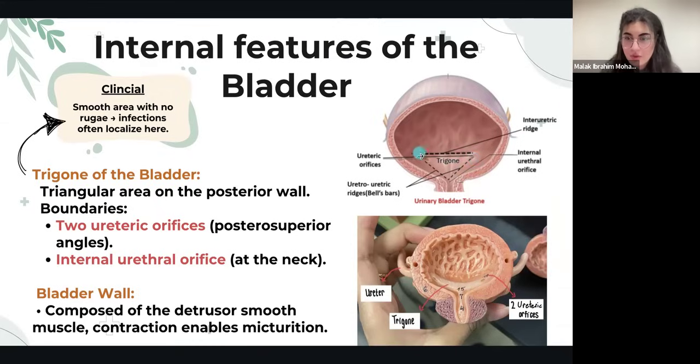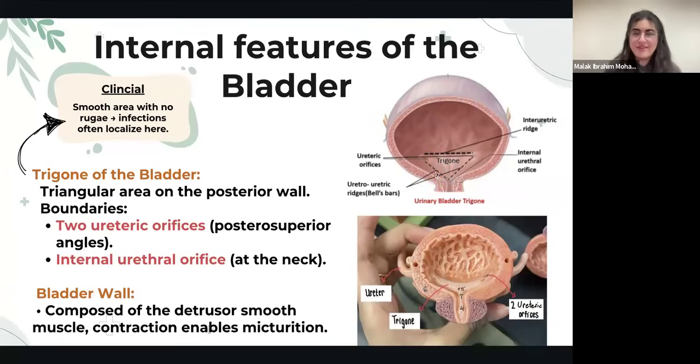So the ureteric orifices are located on each side for each ureter coming from the kidneys. And then you have the urethral orifice, which would give you the urethra. So the trigone is a smooth area that doesn't have any rough edges or rough mucosa. It's just completely smooth. And this is why, because there's no rugae, you would have infections that would localize in this area, because it's smooth. So it's easier for infection or any microorganisms to settle in this area. And often infections happen in this part.